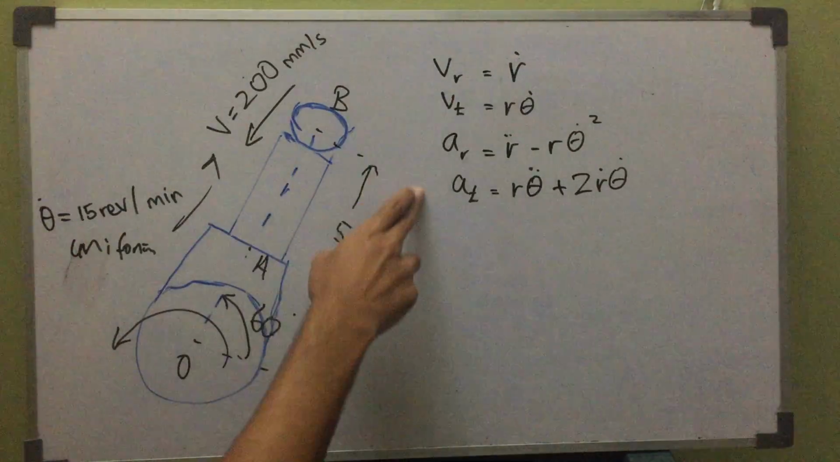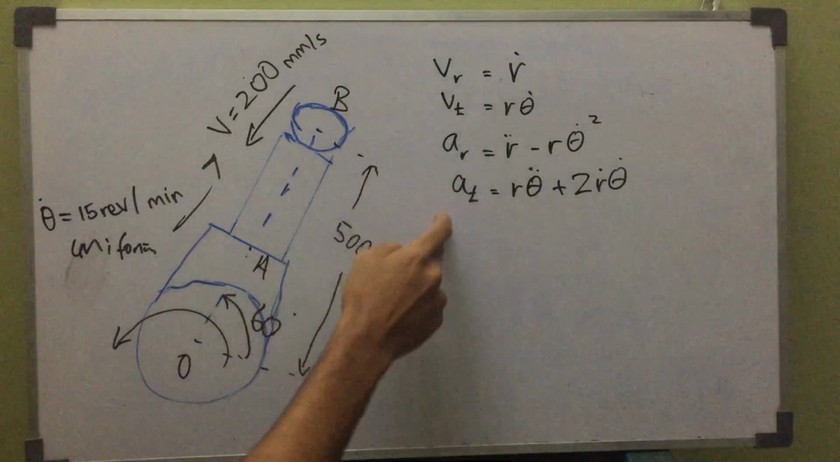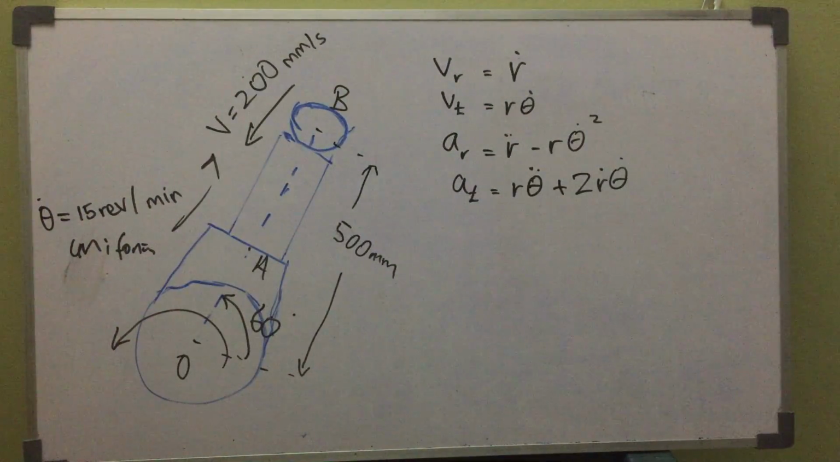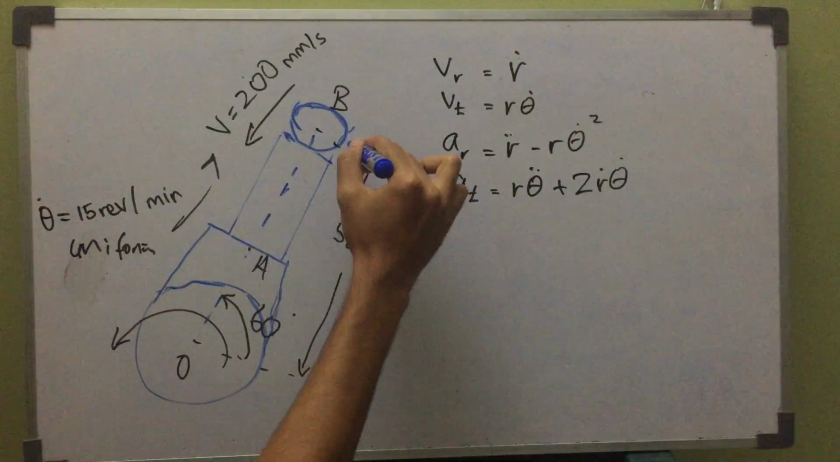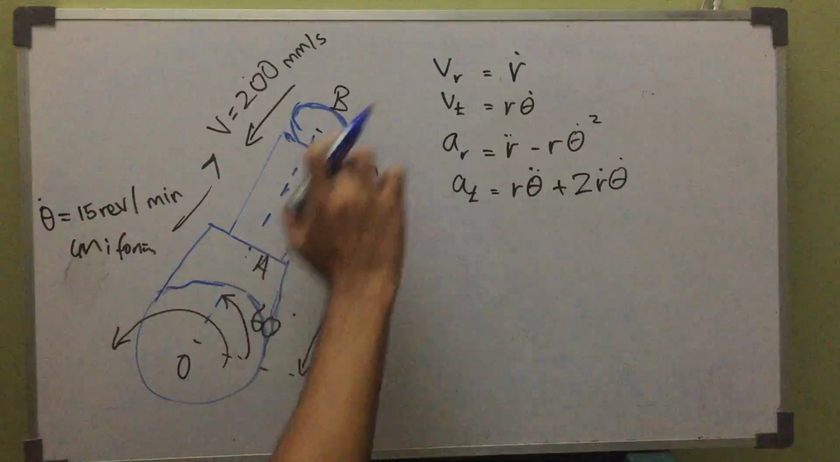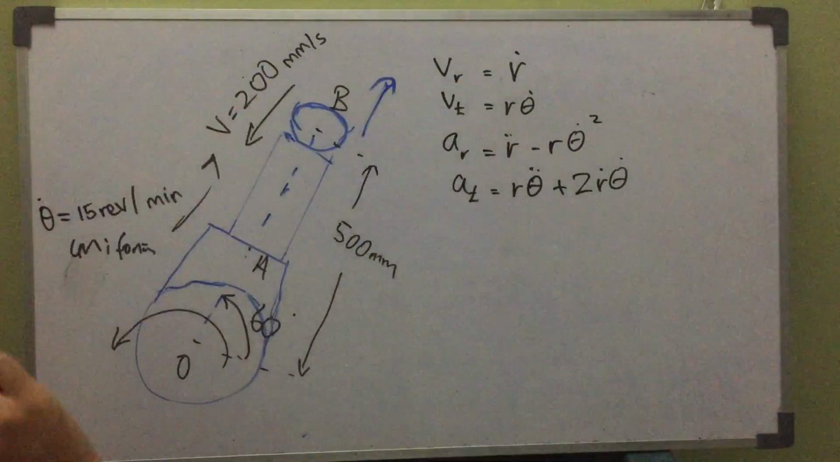When we are deriving these equations, we have just used the radial direction and the transverse direction, which means the radial direction is taken along this axis, along this OB, which means in this direction.